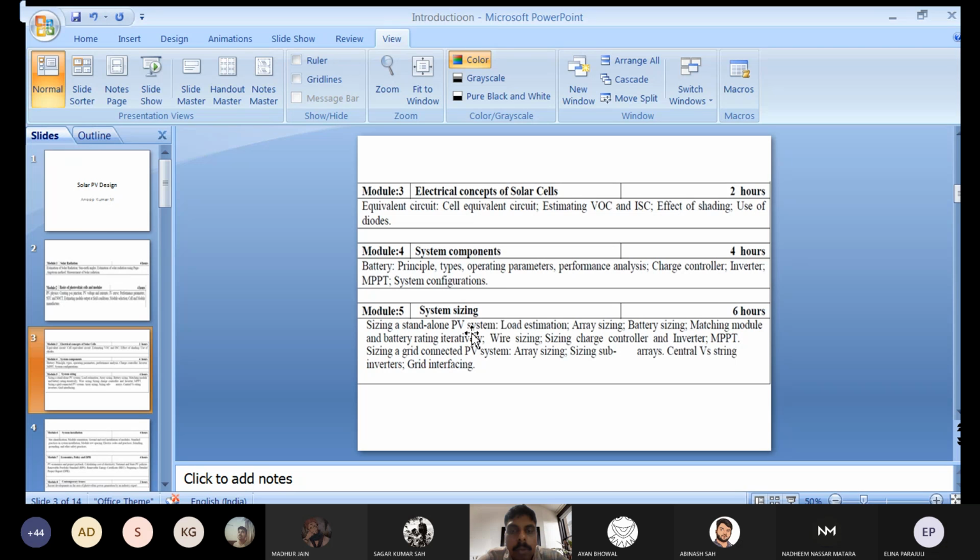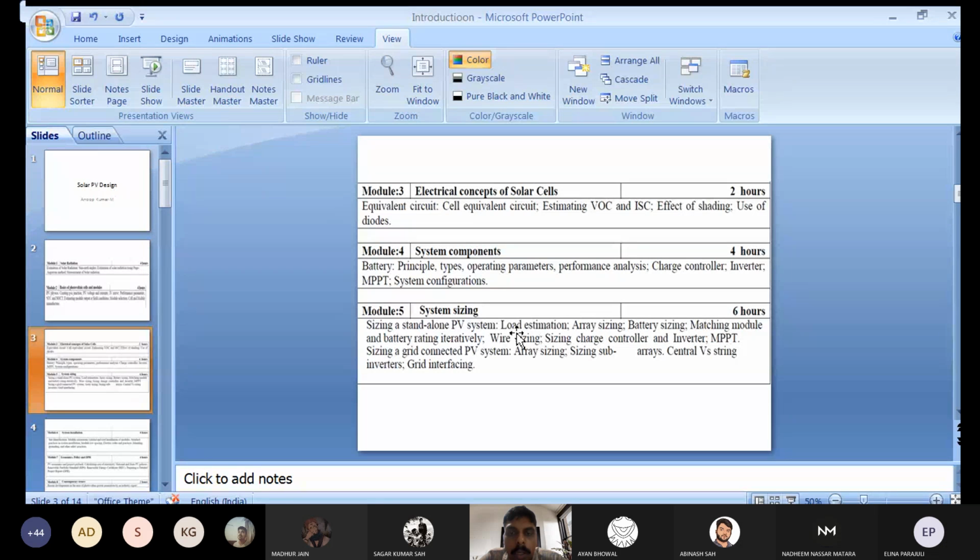If the solar radiation fluctuates, you want to store in a battery. What is the ampere hour rating of the battery? How much will it cost? All these questions are studied under system sizing. Sizing a standalone PV system starts with load estimation: how much electricity is needed to charge this and so on. That is the load.